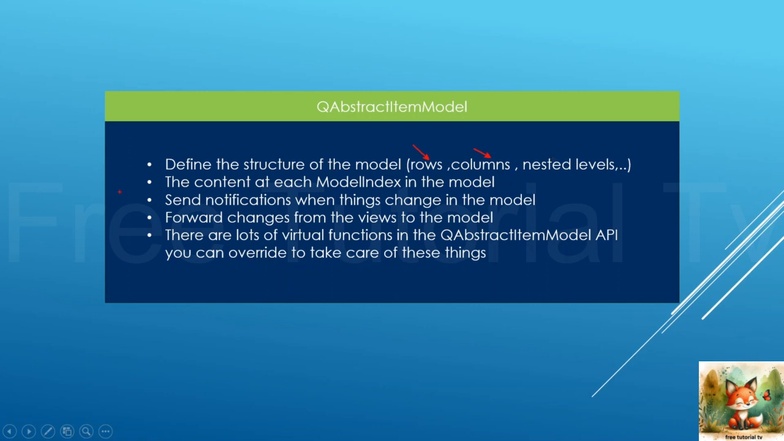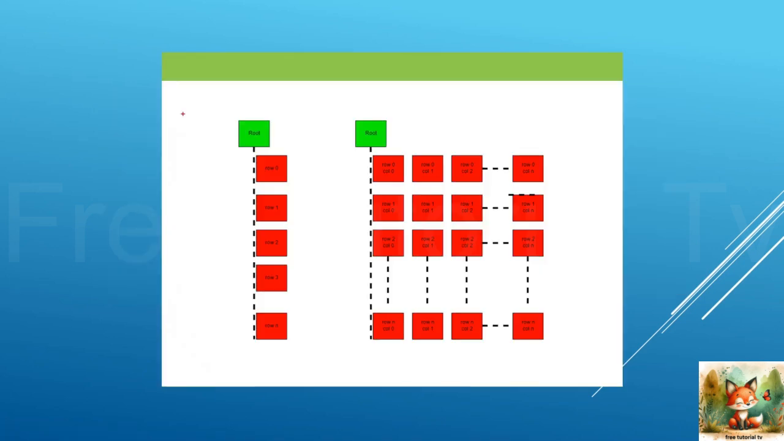We can also define the content or the data available at each model index in the model. And as you already know, QModelIndex is going to be addressing each item in the model. Through the API provided by QAbstractItemModel, we can also send notifications when things change in the model. We can forward changes from views and put those in the model. And there are a lot of virtual functions we can override to really do all kinds of crazy things through our models. And we're going to have a chance to override some of these, I think, starting from the next lecture.